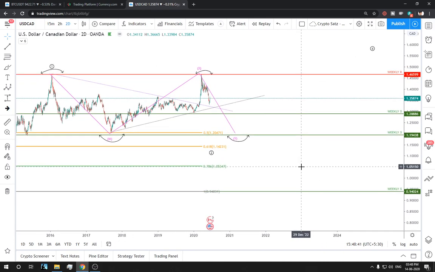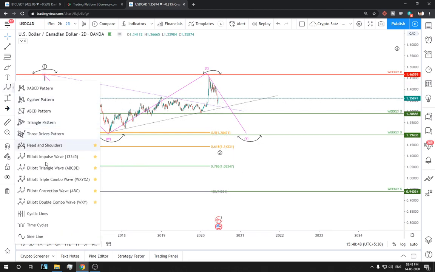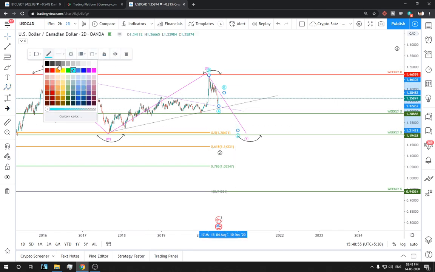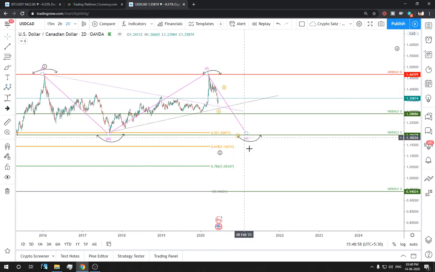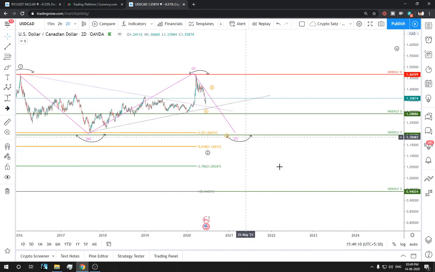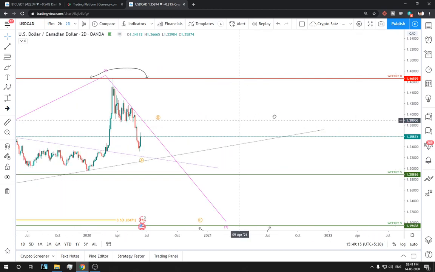So currently I'm looking for a 3-wave move to the downside, something like ABC, A, B and a C, something like this, so that we form a double top. We already have a double top. As I said, when there is a distance between 2 tops, that's a strong signal, so a strong double top pattern. And you can see how the price just rolled over.